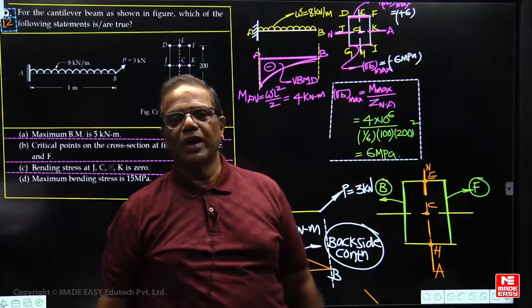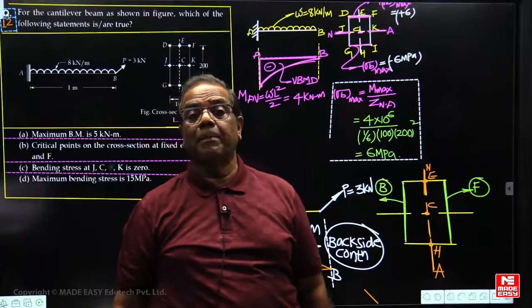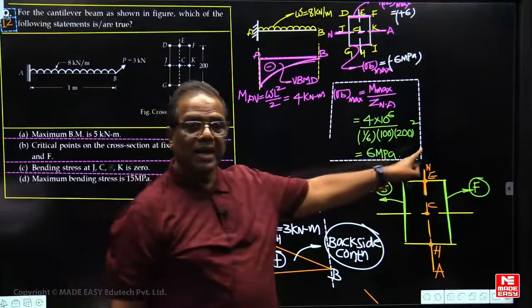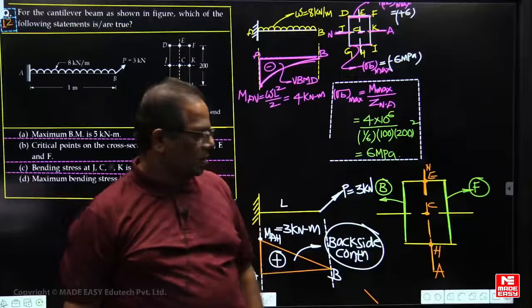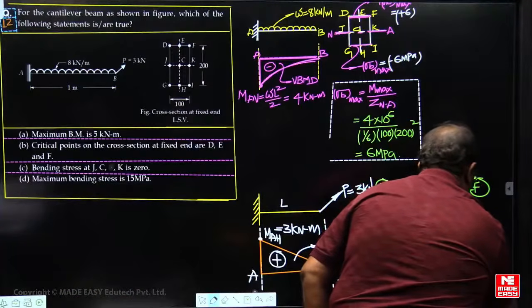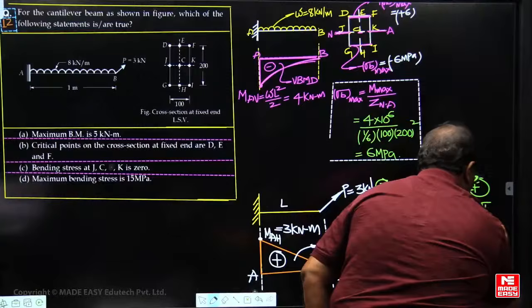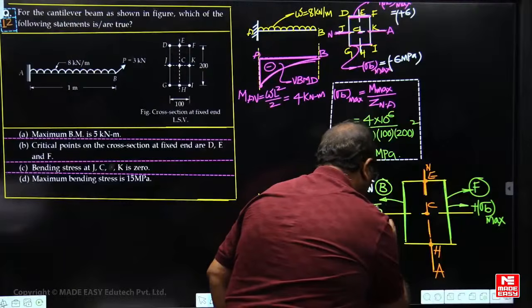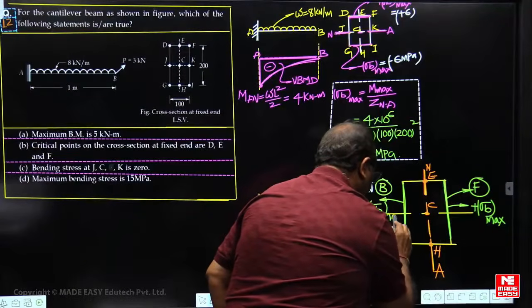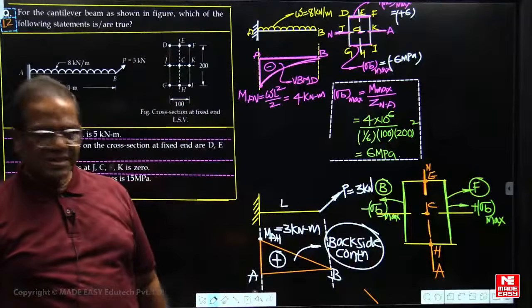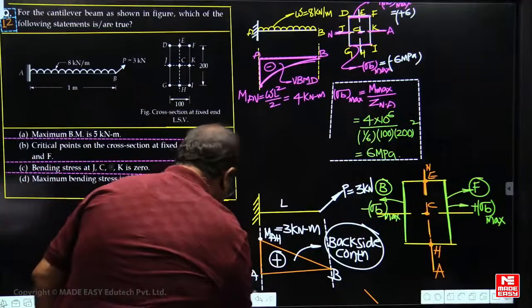Then once again, how to find out now? Sigma B max, M max upon Z. M max is how much now? 3. Z what now? Should be taken about this neutral axis now. So here bending stress is what now? Positive. And here negative. Now to find out the sigma B max now, M by Z. So complete this calculation once again now.